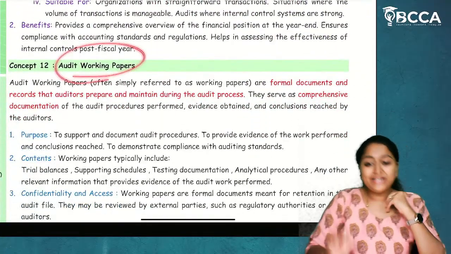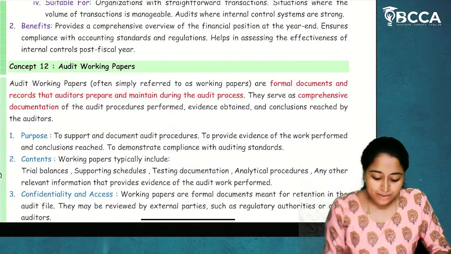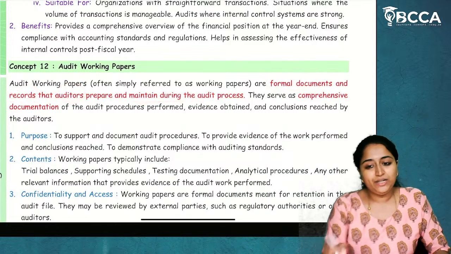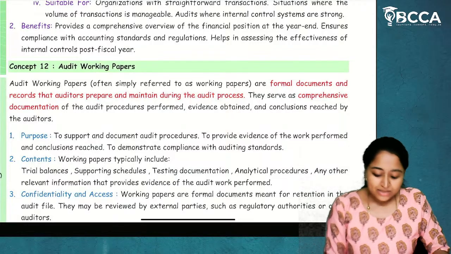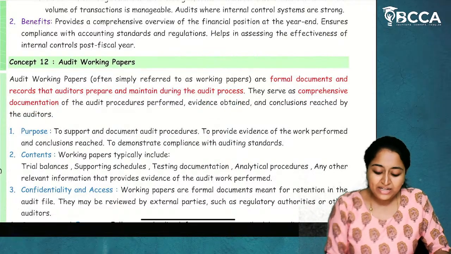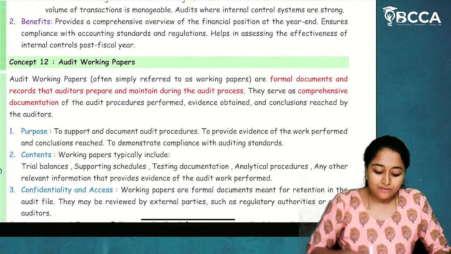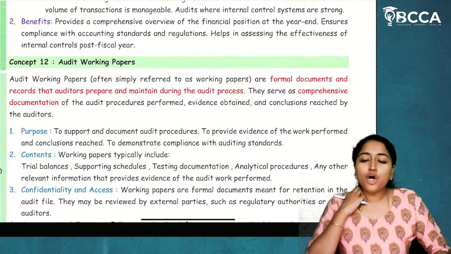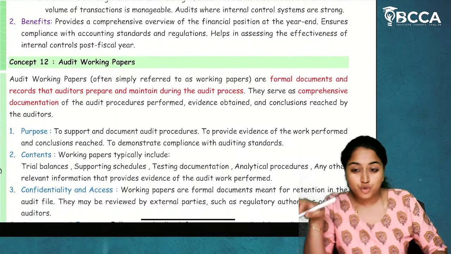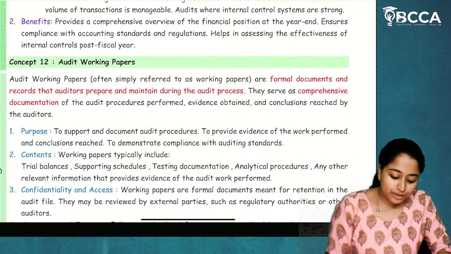Now, what are audit working papers? Audit working papers, often simply referred to as working papers, are formal documents and records that auditors prepare and maintain during the audit process. They serve as a comprehensive documentation of audit procedures performed, evidence obtained, and conclusions reached by the auditor. Now, even though you will learn this, there will be a lot of confusion among students about what is audit program, what is audit working papers, what is notebook. Regarding these 3, there will be a lot of confusion. So I'll give you enough clarity about it.